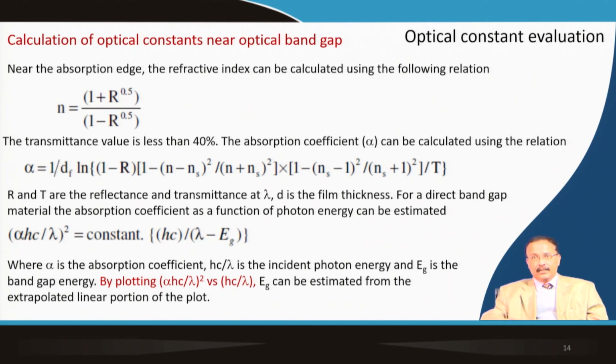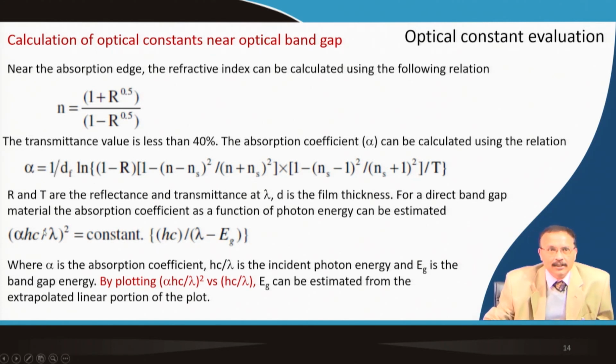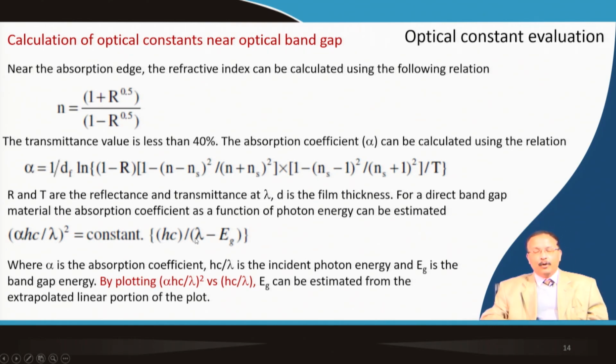D is the film thickness, and you know that if it is a direct band gap material, the absorption coefficient as a function of photon energy you can estimate by this relation. And you know alpha, h is known, c is known, lambda is varying. So, you can calculate the band gap by plotting (alpha h c by lambda) whole square versus h c by lambda. So, Eg, the band gap of the film, can also be estimated from the extrapolated linear portion of the plot.